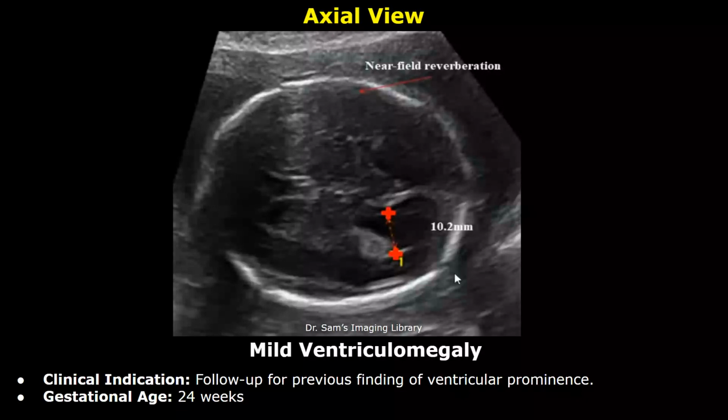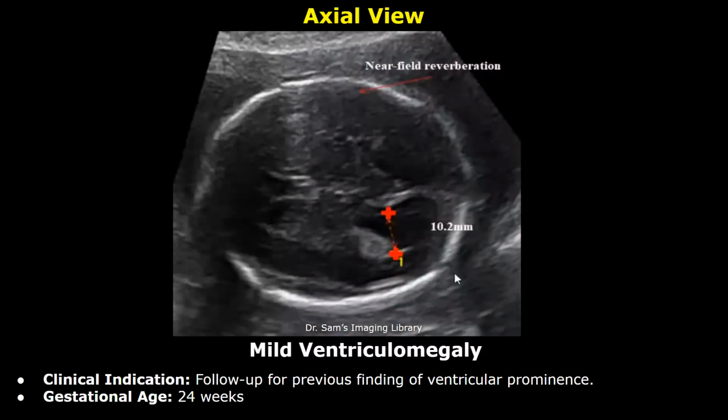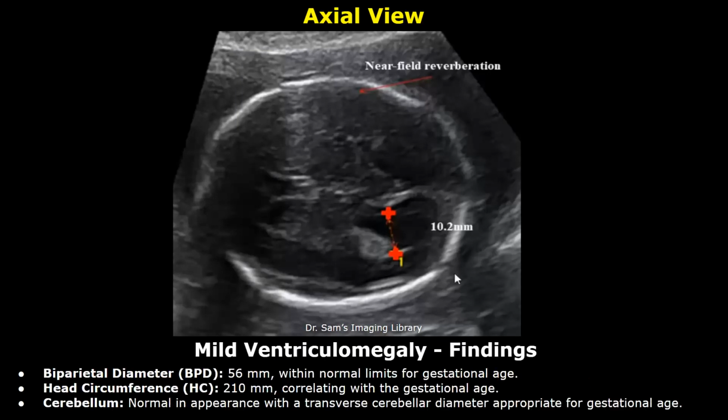Here is a case of mild ventriculomegaly. Clinical indication: follow-up for previous finding of ventricular prominence. Gestational age 24 weeks. These are the findings. BPD 56 millimeters, within normal limits for gestational age. HC is 210 millimeters, correlating with gestational age.